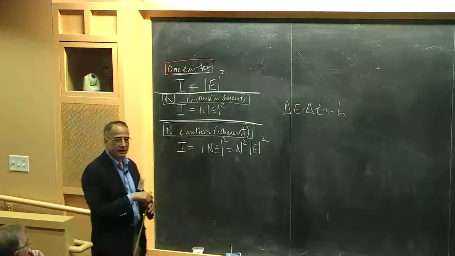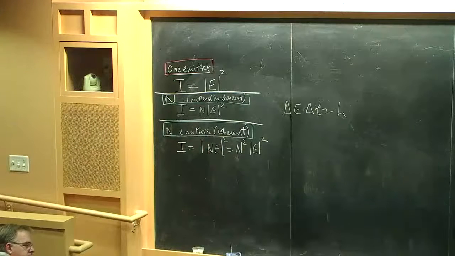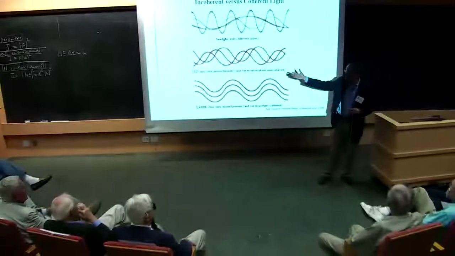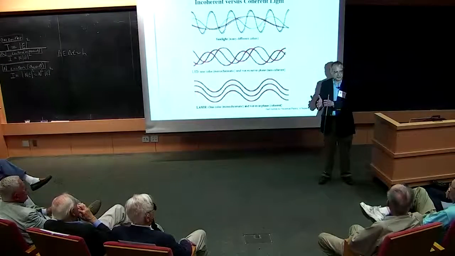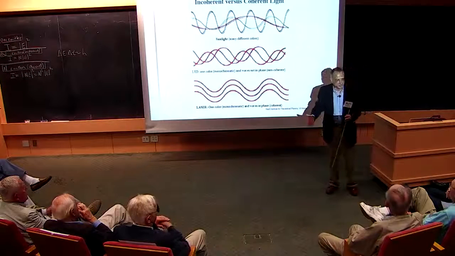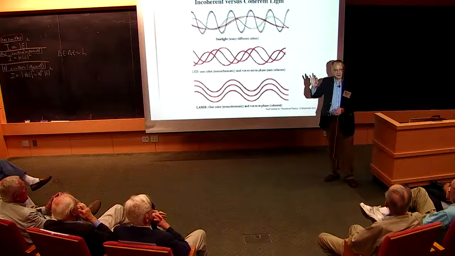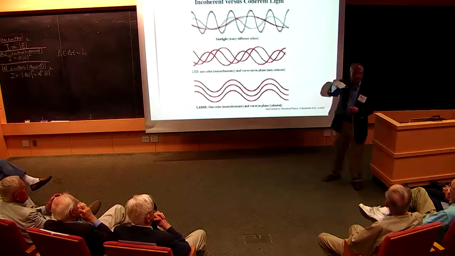So if you have many emitters, the intensity goes up like the square of the number of emitters for coherent light, as opposed to incoherent light, which goes up linearly with the number of emitters. Okay, what difference? If you have 10 emitters, that means incoherent light will be 10 times the intensity of 1. Coherent light will be 100 times. Okay, factor of 10.